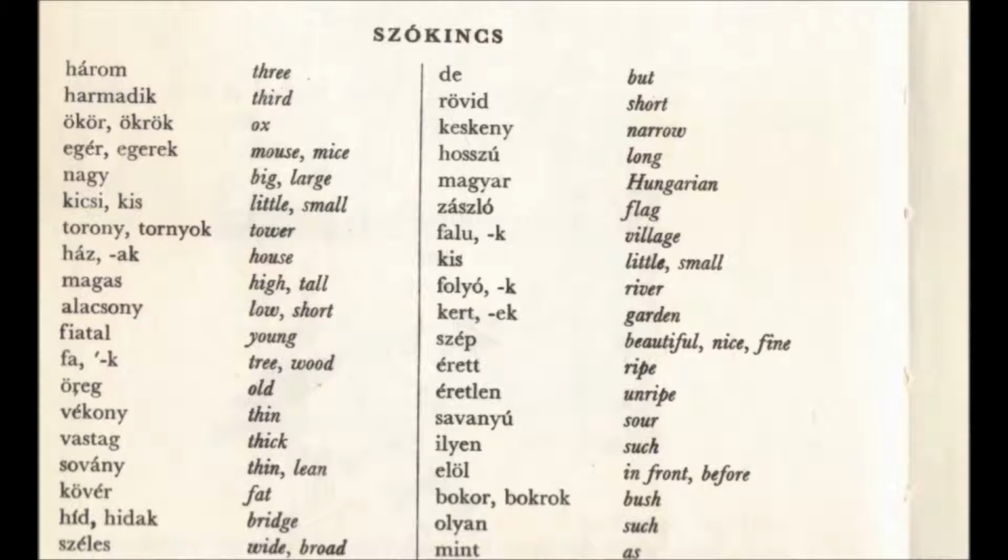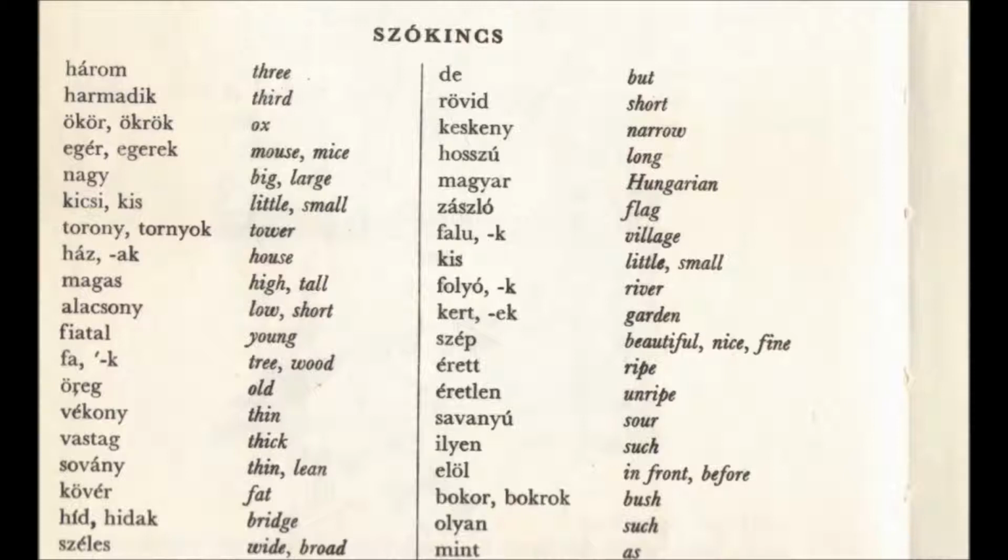Harmadik, 3rd. Ökör, ox. Nagy, big. Kicsi, little. Torony, tower. In Swedish we say torn. And in Finnish they say torni, which is a Swedish loanword. So toroni, I think it's pronounced like that. Ház, of course. Magas, high. Alacsony, low. Fiatal. Vékony, thin. Rövid, short. Hosszú, long.